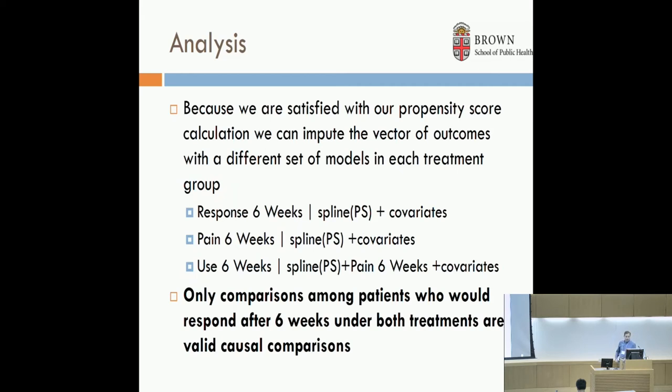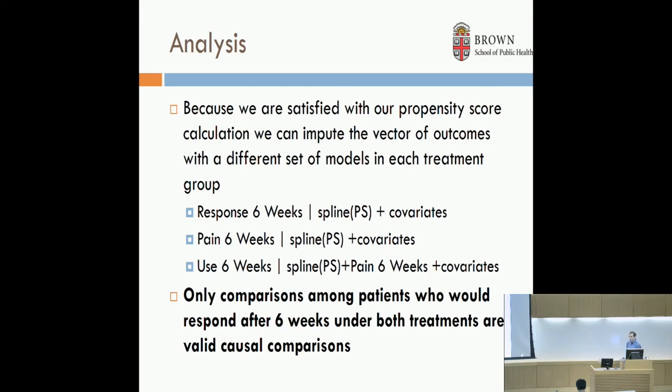So now we have the analysis, but because we have three outcomes here, we have to model all of those three outcomes. First of all, we modeled the response within the first 6 weeks. And then for the other two, we asked, did you have pain at 6 weeks? And then, given that you had pain, and the covariates, we can model: are you still using medication at that point?